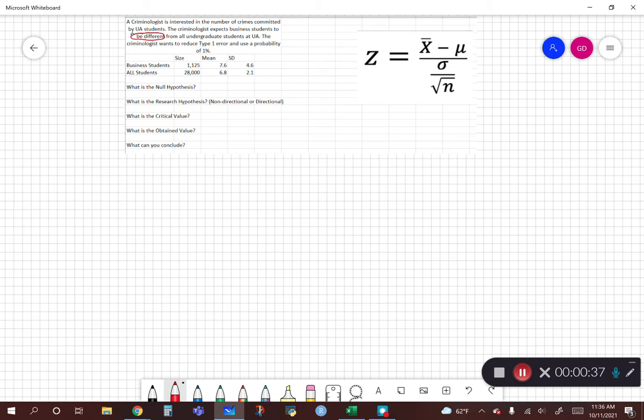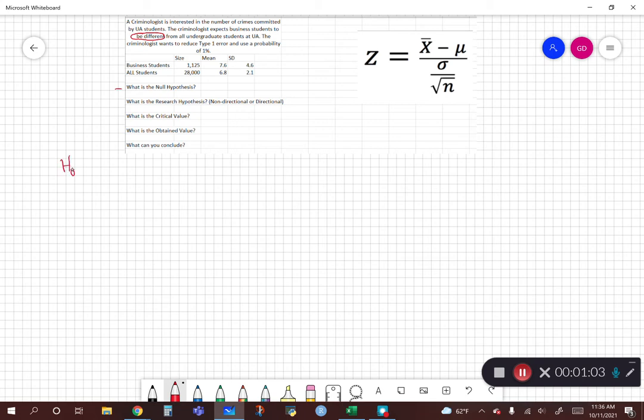With that, the criminologist wants to reduce type 1 error and use a probability of 1%. So that means we want to be confident in what we're saying, and if we do find something, reduce the likelihood that it is by chance. So we're wrong in that situation of concluding that there is a statistically significant difference when there actually is not. So if we start off here with our null hypothesis, we're just going to follow down.